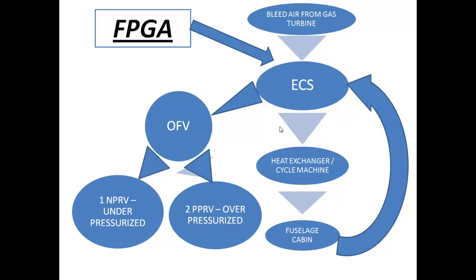When the valve breaks down, there are other alternative ways to control the system, which is by manually adjusting two valves. These valves are PPRV, positive pressure relief valve, and NPRV, negative pressure relief valve.